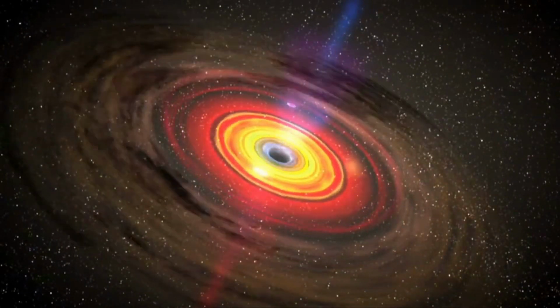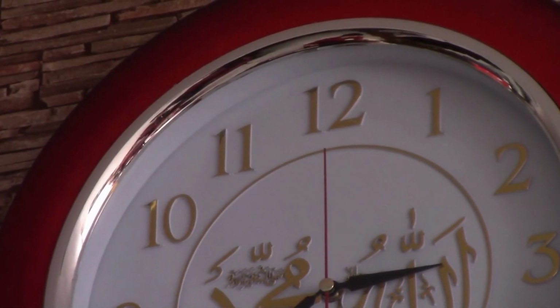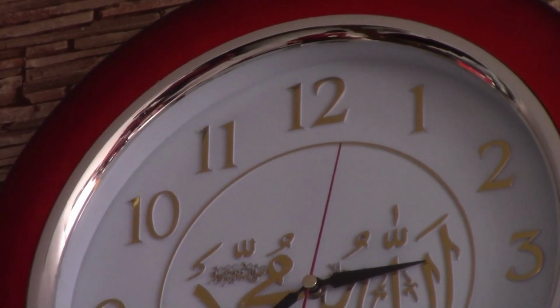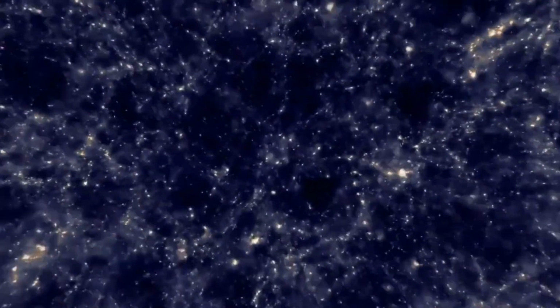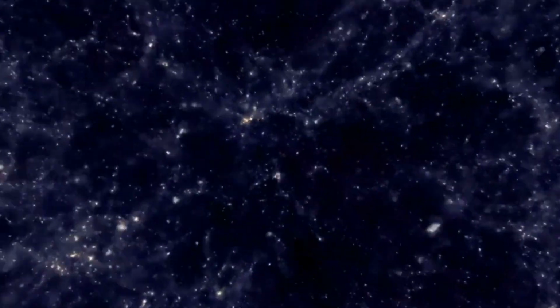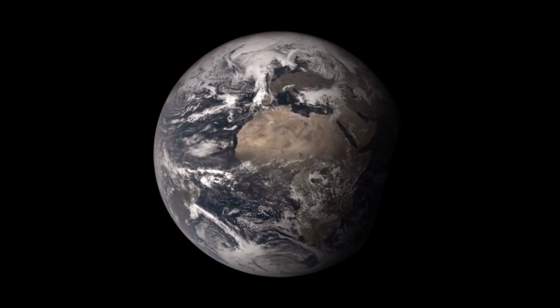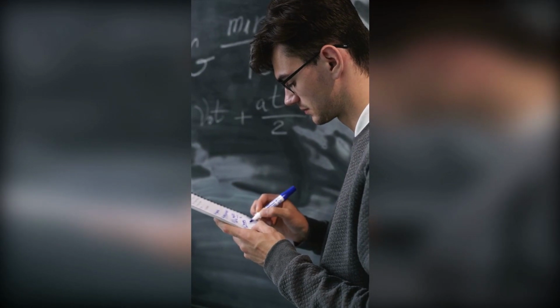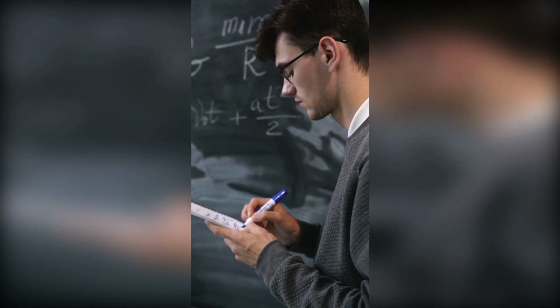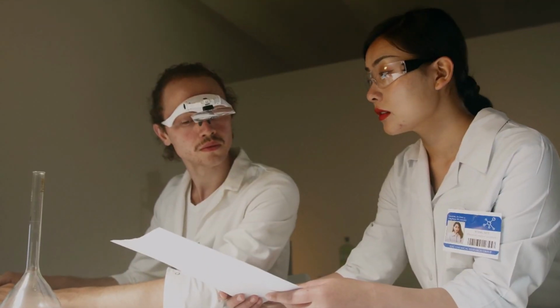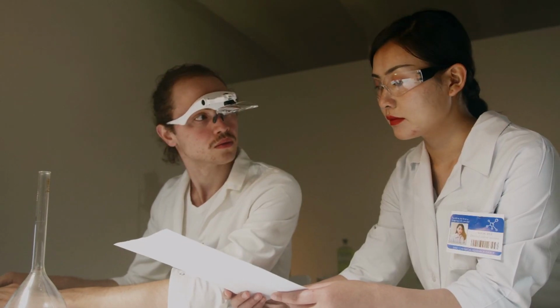6. Closed time-like curves. Closed time-like curves, CTCs, are a feature of some solutions to the equations of general relativity. A CTC is a path through space-time that loops back on itself, theoretically allowing an object to return to its own past. Kurt Gödel, a mathematician and logician, discovered a solution to Einstein's field equations that permits such curves. However, the physical plausibility of CTCs remains a matter of debate among physicists.